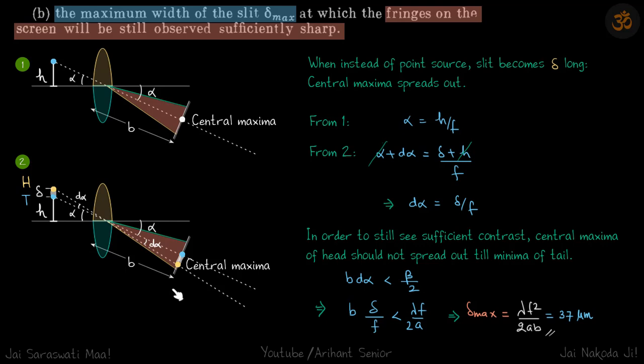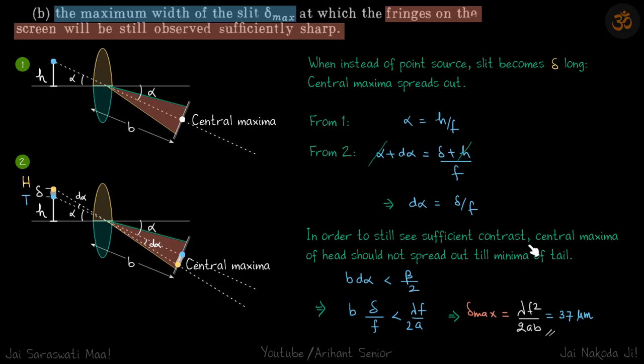Now just like the previous problem, if we want to see the interference pattern with sufficient contrast, then this maxima, which is extended up to here, should not coincide with the minima. So the minima of this blue maxima will be somewhere here. So there this central maxima of yellow should not reach. So basically the shift in central maxima should be less than half the fringe width.